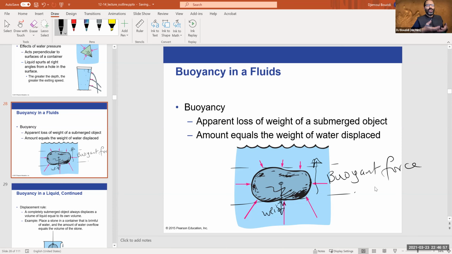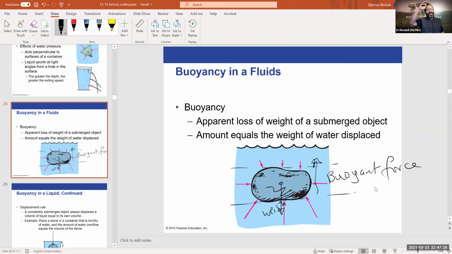So the buoyant force is the force that is acting against the weight. If the weight is too much compared to the buoyant force, the object will sink, albeit slower. Okay, but it's going to go down. If the buoyant force is more than the weight, then the object is going to rise up and float. If they exactly cancel one another, the object does not float and does not sink. Wherever you put it in the fluid, it's going to stay in that place.